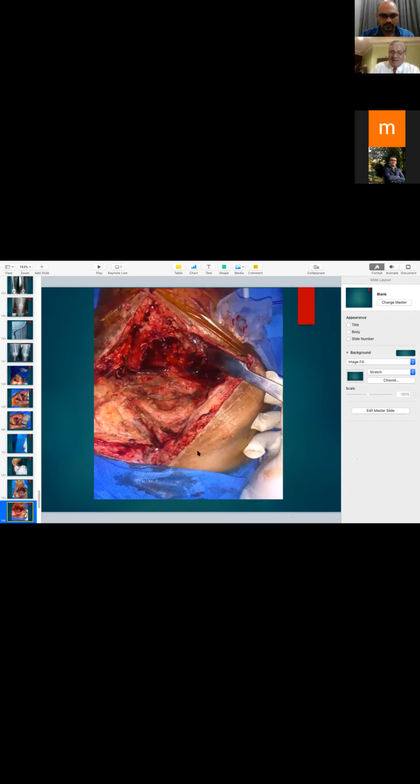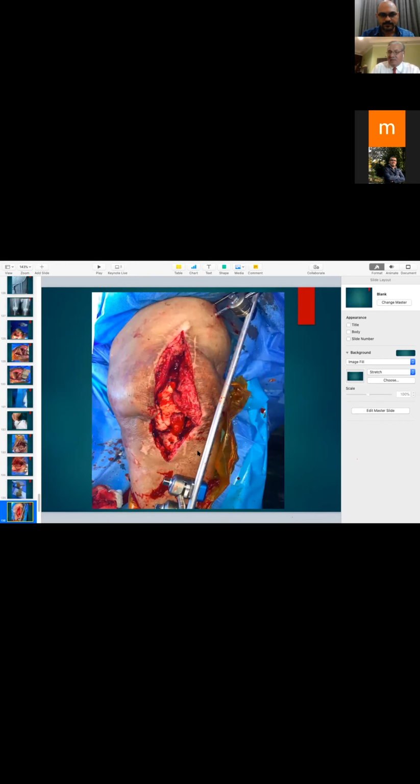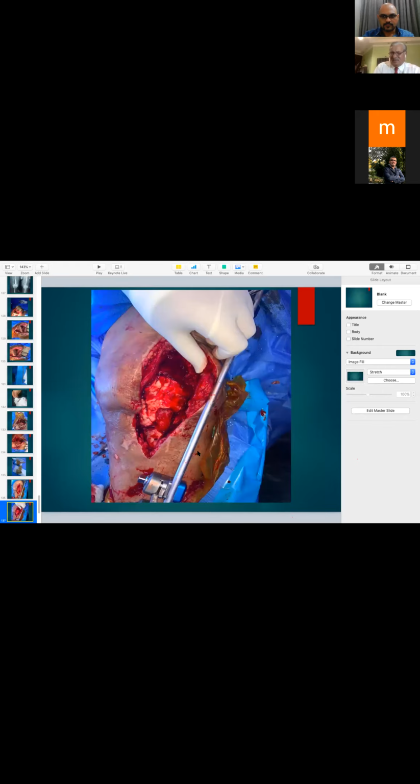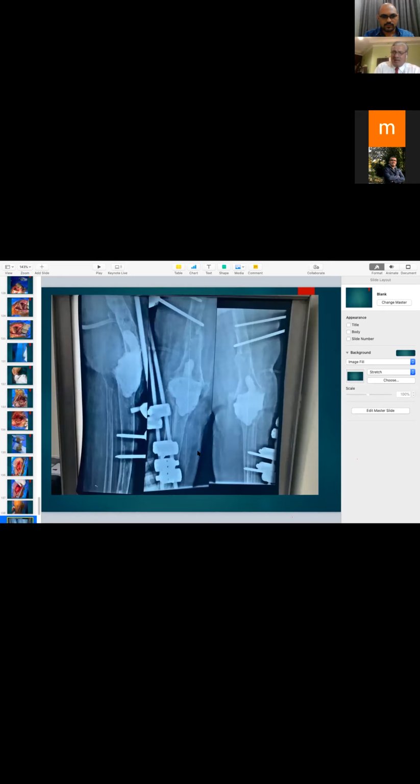So we corrected and cleaned everything. We removed all the dead tissue, and we applied a fixed spacer with external fixation, just to hold the fracture and provide some fixation to the joint. And this is two or three weeks after surgery, and this is the bone cement inside.